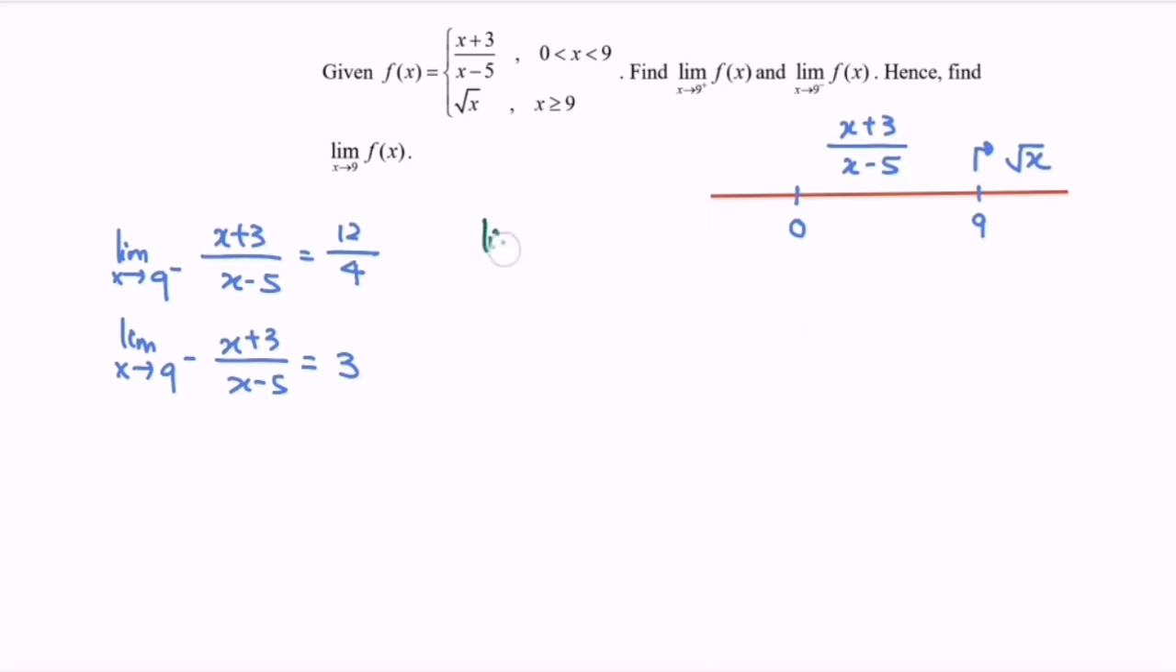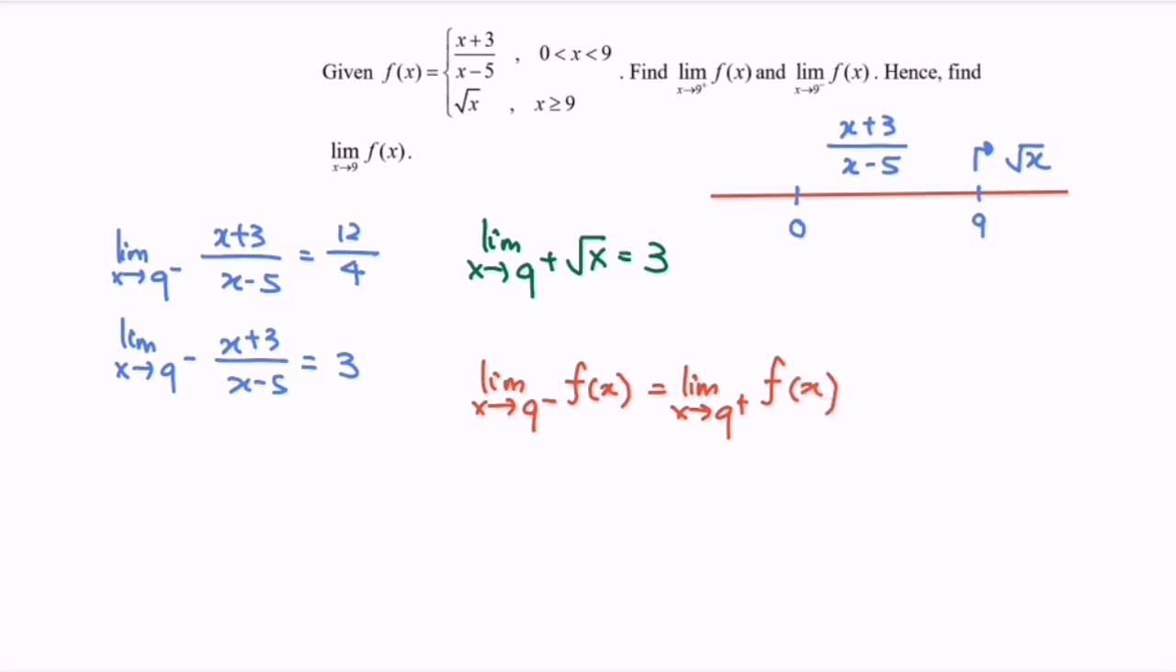Next, for the limit when x approaches 9 from the right, for the function we have the square root of x, which is equal to 3. So at the end, we notice that the limit when x approaches 9 from the left for the function f(x) is equal to the limit when x approaches 9 from the right for the function f(x). The limit when x approaches 9, either from the left or from the right, for the function f(x) is 3. And we can say the limit exists.